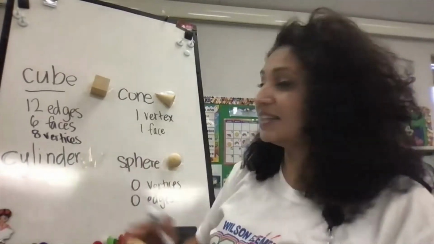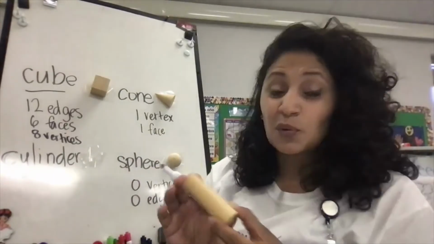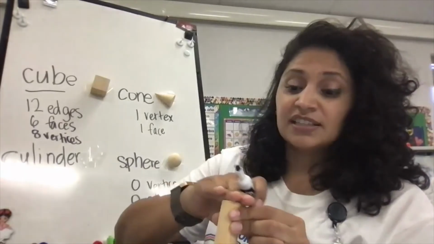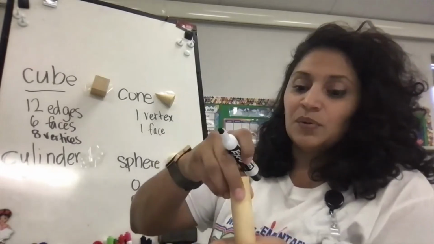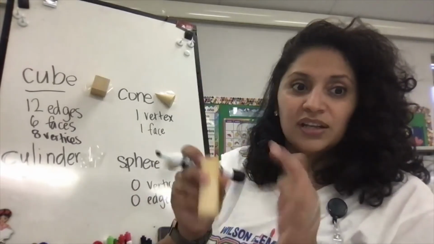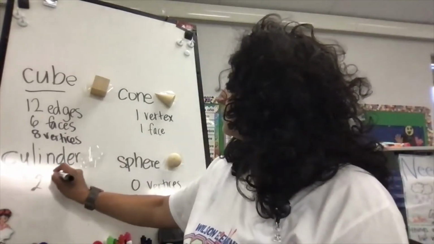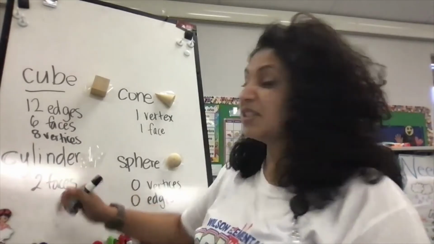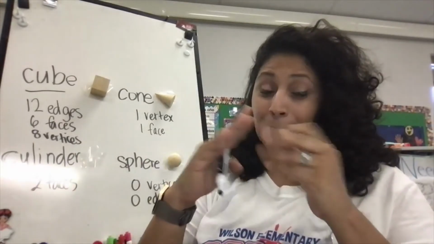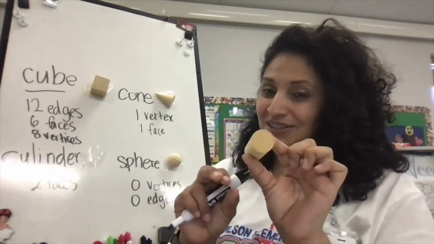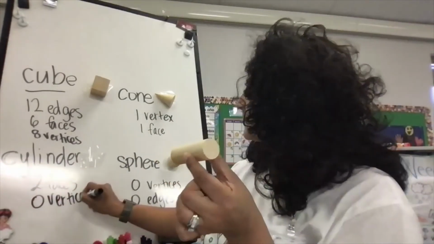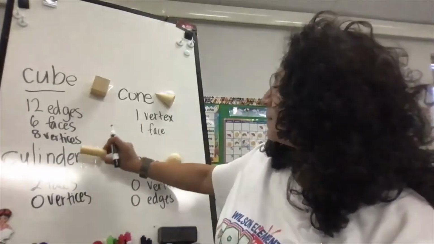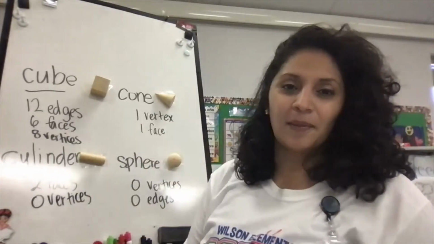Then we have the cylinder. This one has 2 flat faces. You see how it's flat? This one's not flat because it would roll away. But if we put it here, it would stay. So we have 1, 2 faces. Does this one have any vertices? Any corners? No. And so this goes right back up on our board.